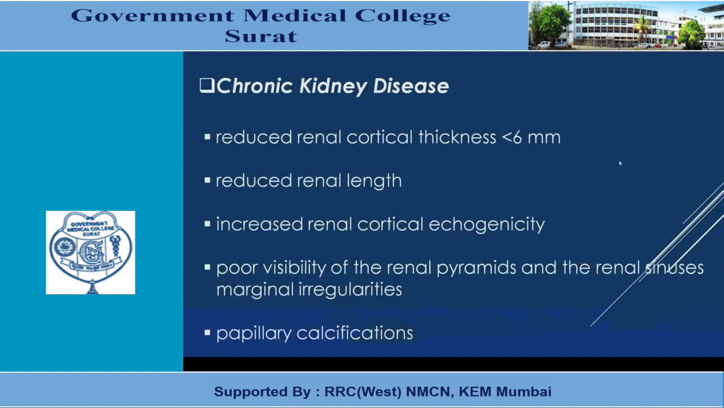Another pathology is chronic kidney disease. It is because of decreased renal function in ARF and CRF, acute renal failure and chronic renal failure patients. In chronic renal failure patients, the cortical thickness is reduced to less than 6 mm, and the length of the kidney is reduced. If it is less than 7 cm, it is called a small kidney or atrophied kidney because of chronic renal disease. Poor visibility of the renal pyramids and renal sinuses and marginal irregularities are noted. In later stages, if the kidney is non-functioning or poorly functioning, then papillary calcification is also noted.